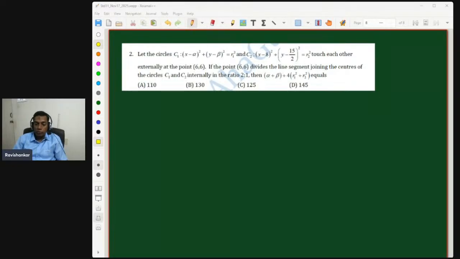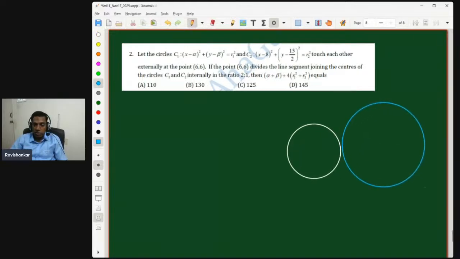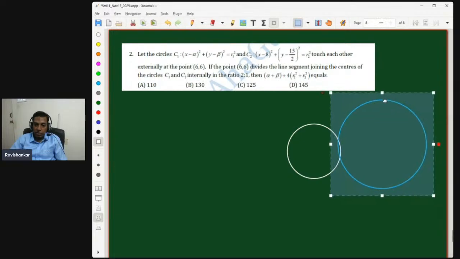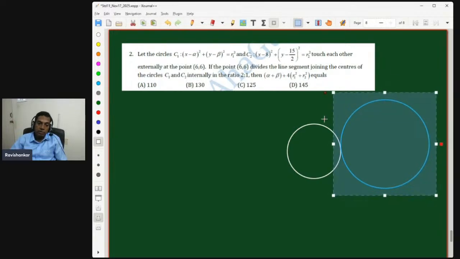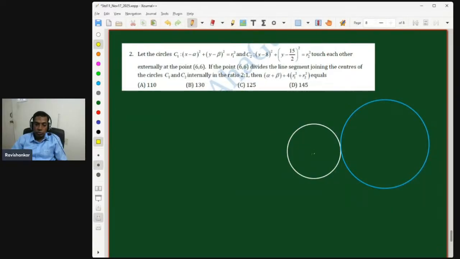Okay, so it's been a few minutes already. If you are stuck in this question, let me explain what's happening. Okay, so we have two circles touching each other externally. I don't know the relative magnitude of the radii of the circles, but it doesn't matter. Okay, this is just a representative diagram. One center is (alpha, beta), the other center is (8, 15/2).